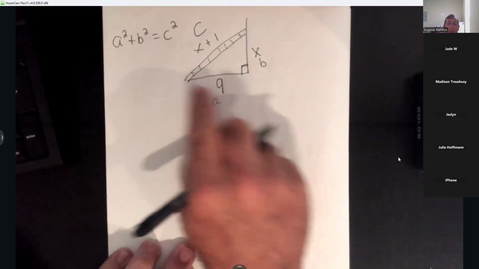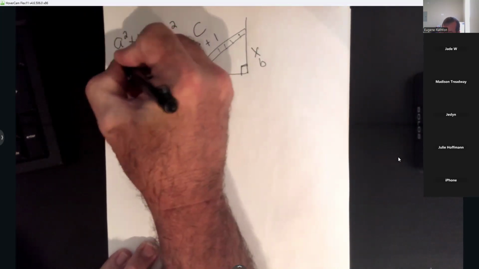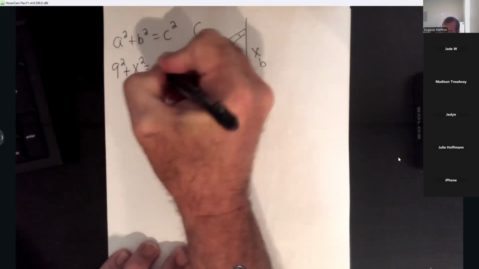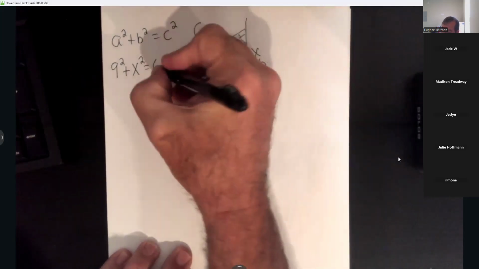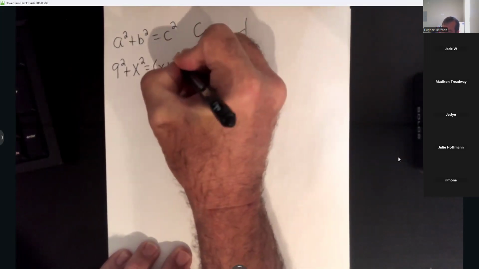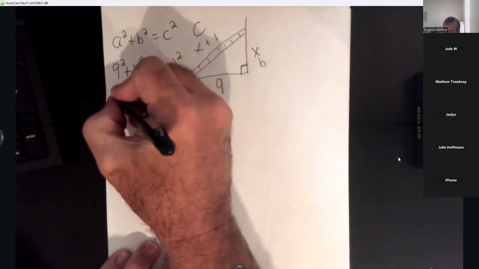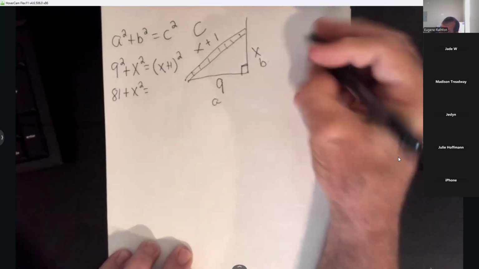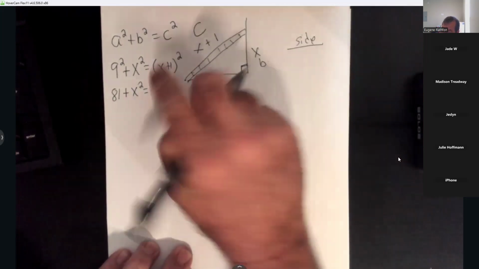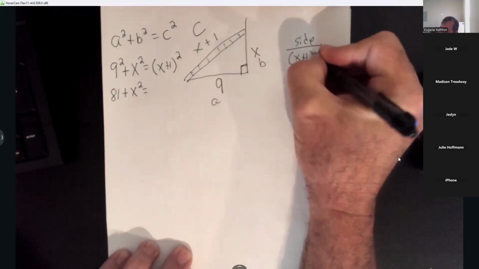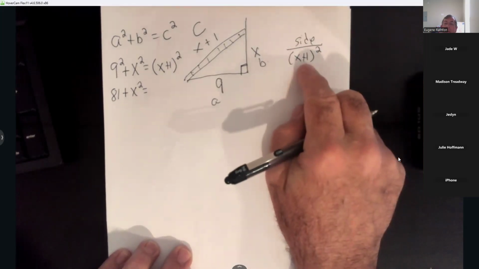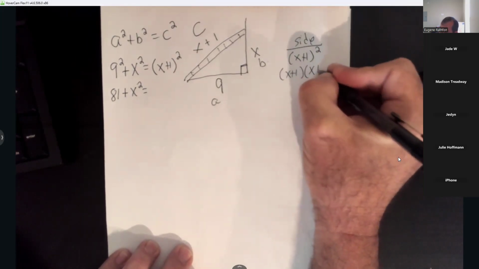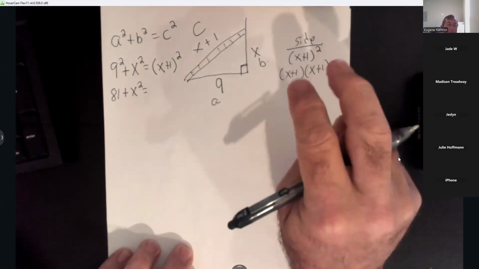All right, so just plug in. A was 9, so that's 9 squared, plus B, which is x, so x squared, equals C, which is x plus 1 squared. 9 squared, 9 times 9 is 81. Can't do anything with the x squared. But on the side here, let me figure out x plus 1 squared. Remember, x plus 1 squared means x plus 1 times x plus 1. This one you have to FOIL out, okay?